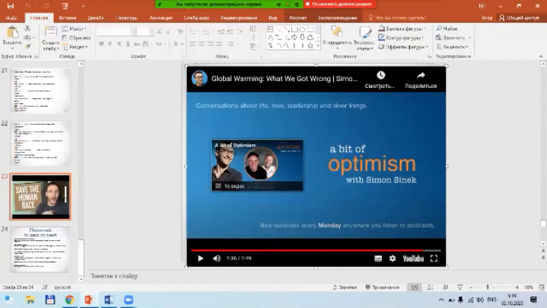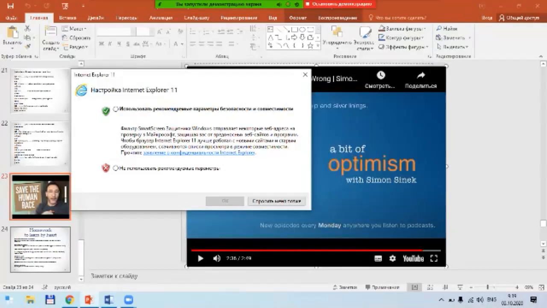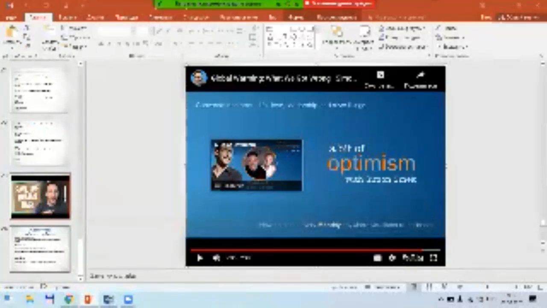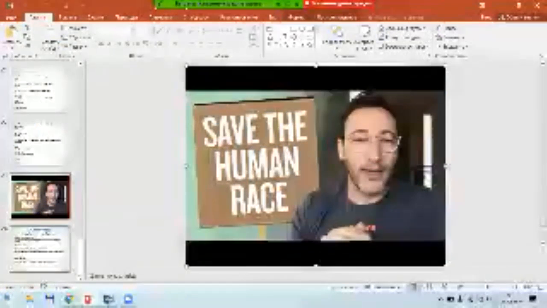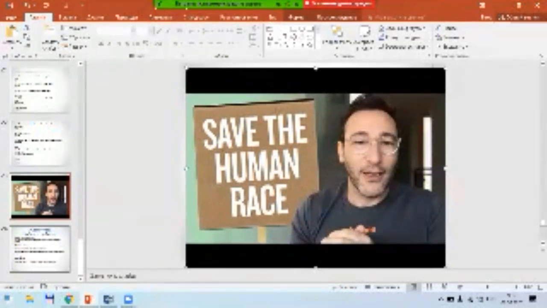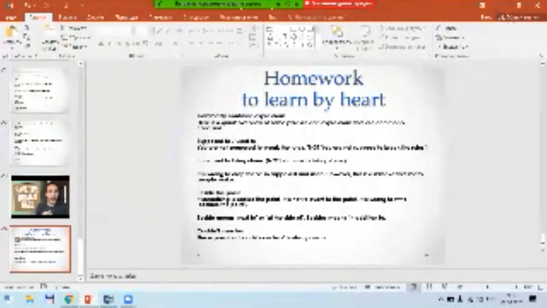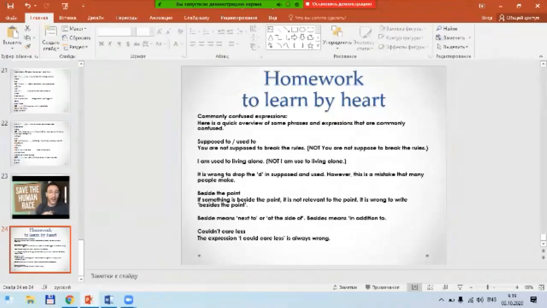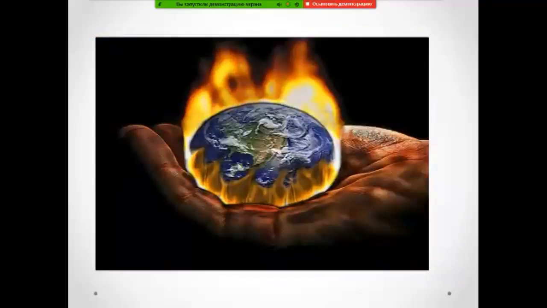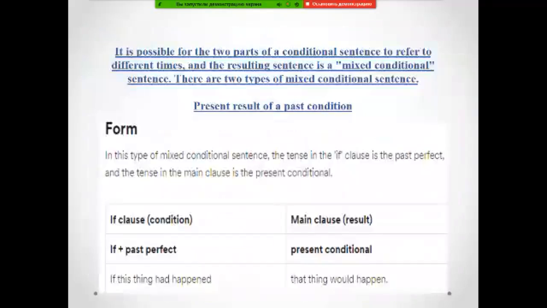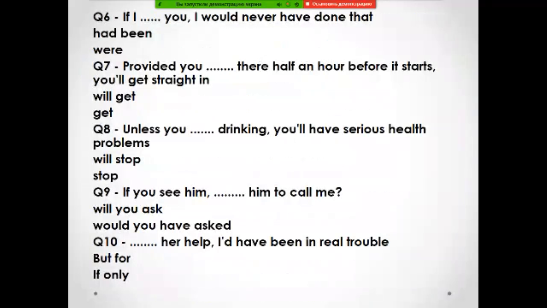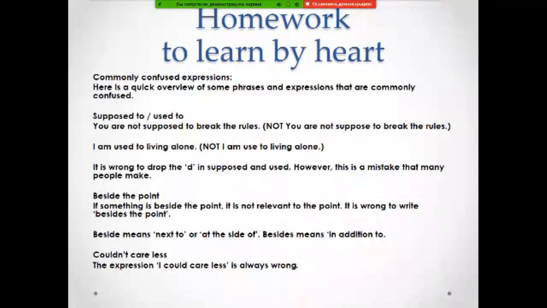Let's give you home tasks. Please be aware doing your home task. For home task, commonly confused expressions. It is a quick overview of some phrases and expressions that are commonly confused.